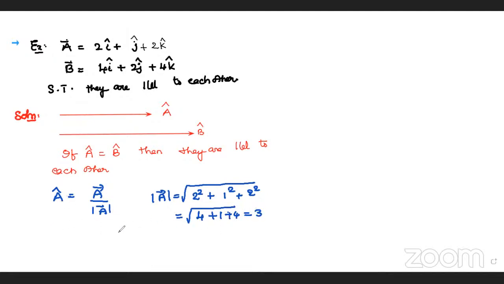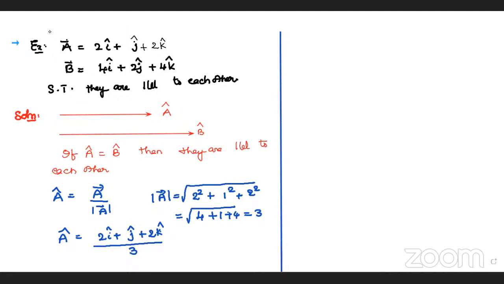So A cap is equal to A bar upon mod A bar, that is 2 i cap plus j cap plus 2k cap upon 3. This is A cap. Then later what we have to find out? B cap.